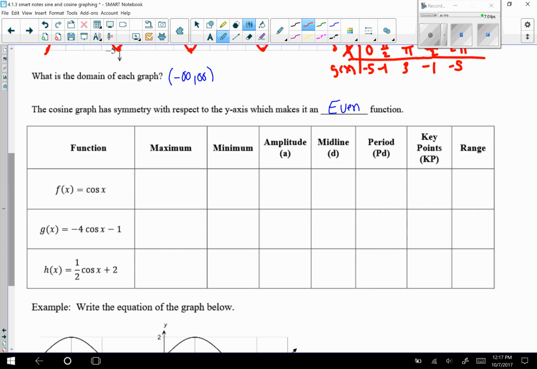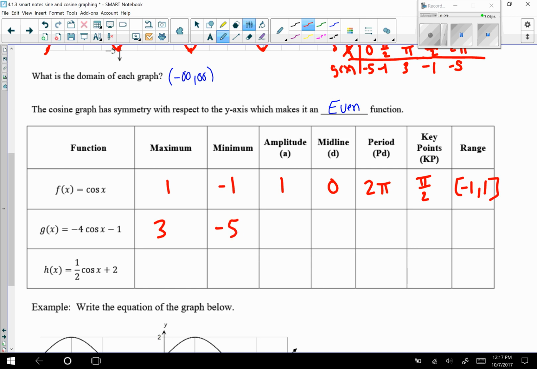So let's go ahead and fill out some of this table down here. Let's start with the parent graph. Maximum was 1, minimum -1, so we know the amplitude is 1, midline 0, period 2 pi, key points were at pi over 2, because remember you take the period and divide it by 4, and the range is from -1 to 1.